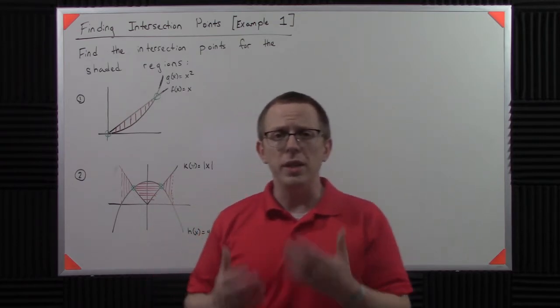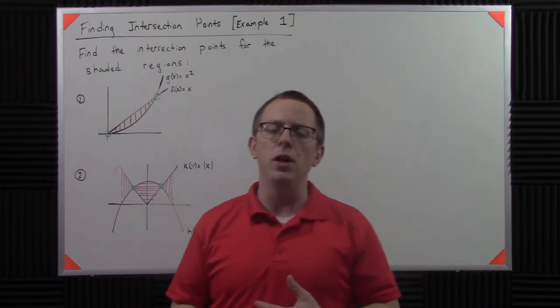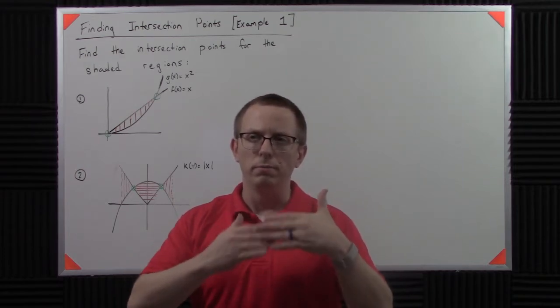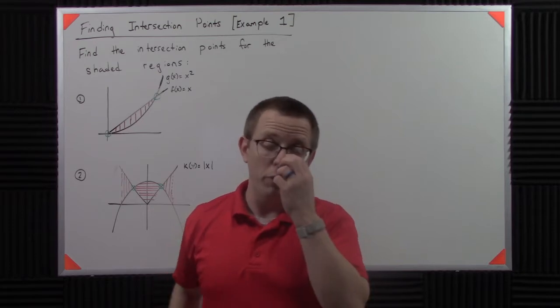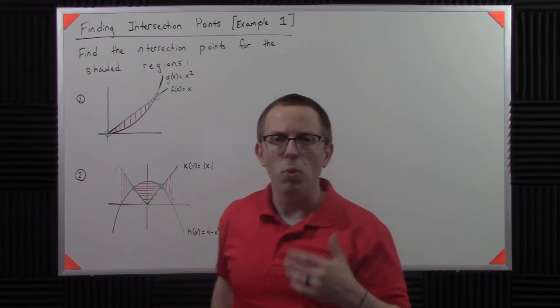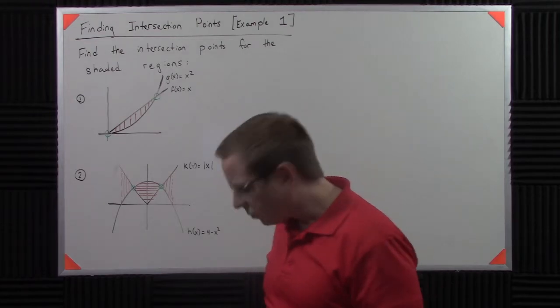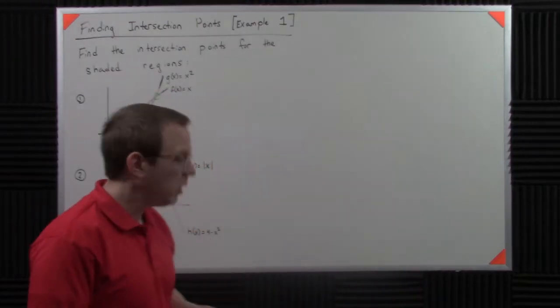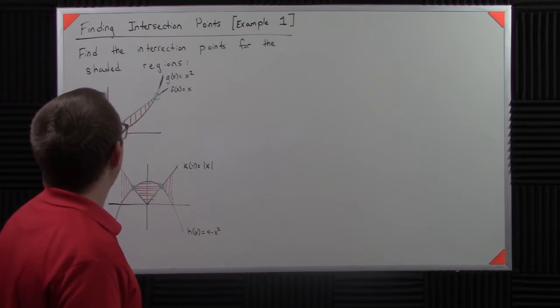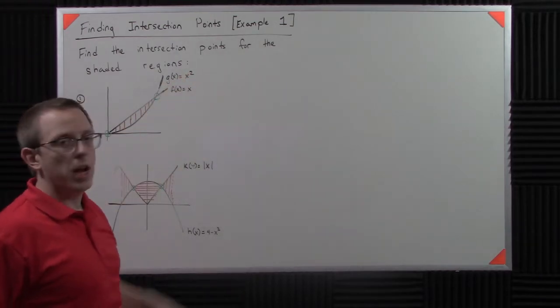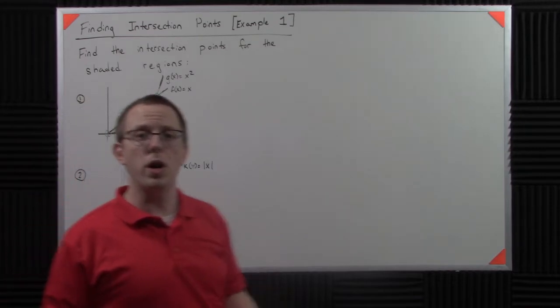And we're going to use the examples that we developed in the previous video as sort of our template for finding the intersection points. One a little bit of an easier example, one a little more difficult. So in the first case, what we have is some function x and some function x squared. We need to know where these two are equal to each other.